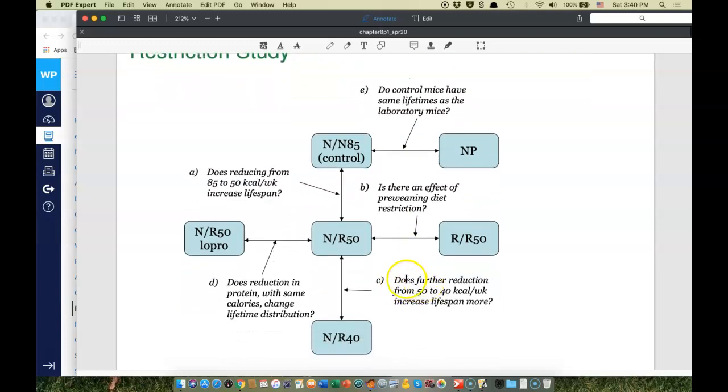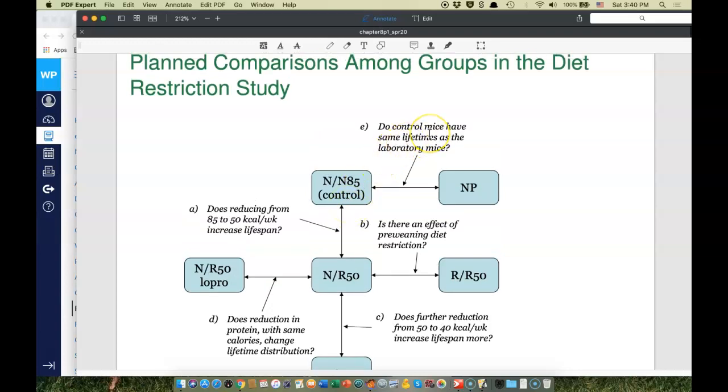Third, does further reduction from 50 to 40 after weaning increase lifespan even more? So sort of, is there a dose-response relationship to reducing caloric intake post-weaning? Then comparison D, does reduction in protein with same calories change lifetime distribution? So reducing the amount of protein. Then finally E, do control mice have the same lifetimes as laboratory mice? So they wanted to make sure to compare the NN85 control with the unlimited non-purified diet. All right.